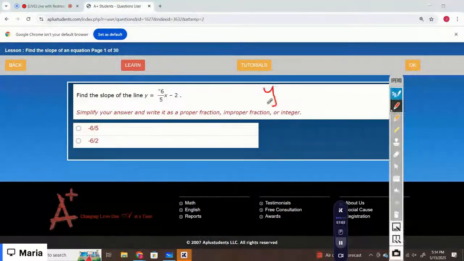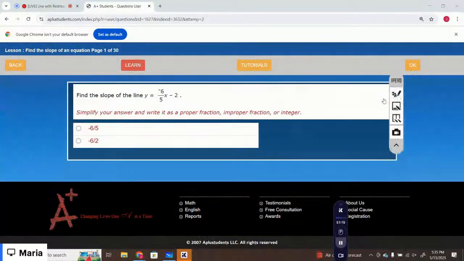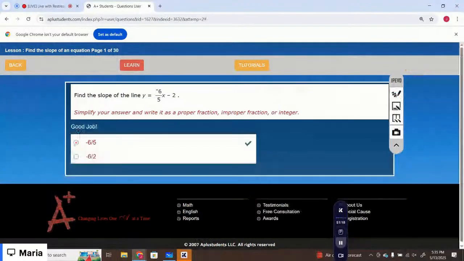Basically, you need to compare this equation with y equals mx plus b. m is the slope. The coefficient of x is the slope. So m equals negative 6 by 5. Option number one is the correct option. That is negative 6 by 5.